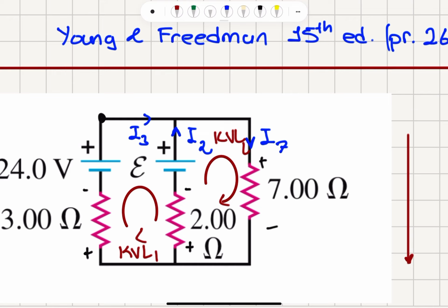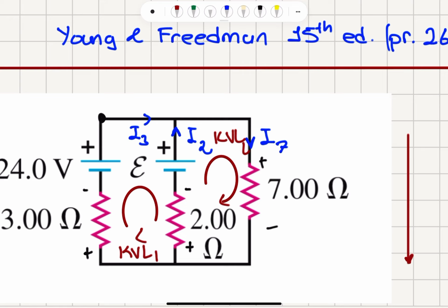If I3 is flowing into this junction here, we can see that this will be plus-minus, and this is minus-plus 24 volts. So this is where the voltage drop occurs. And I2 is flowing into this junction as well. This will be plus-minus 2 ohms, and minus-plus epsilon is the EMF of this battery. And then I3 plus I2 is equal to I7, which is the current going through the 7 ohms. Then this is plus-minus the voltage drop across the 7 ohm resistor.